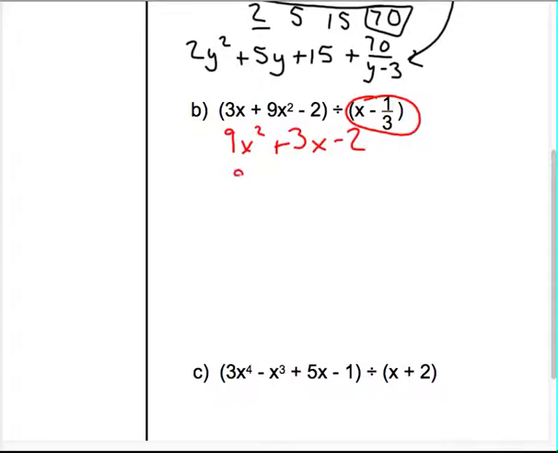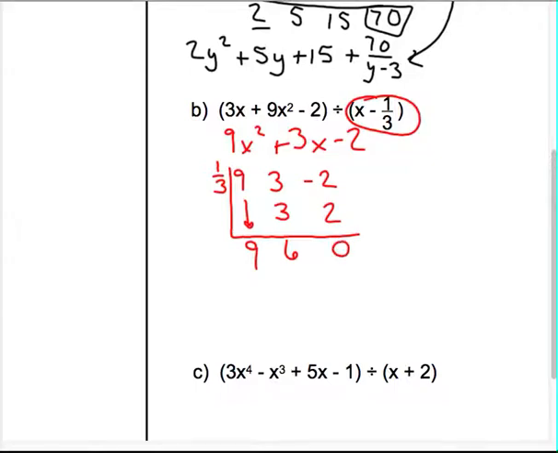So I put my coefficients inside the box. This time I'm not missing any variables, so I don't need any zeros. Outside the box is the opposite of -1/3, which is +1/3. Drop down your first number, 9, times 1/3 is 3. 3 plus 3 is 6, times 1/3 is 2, plus -2 is 0.